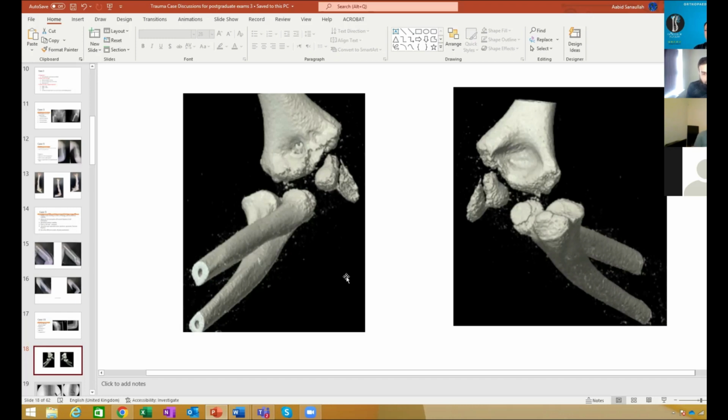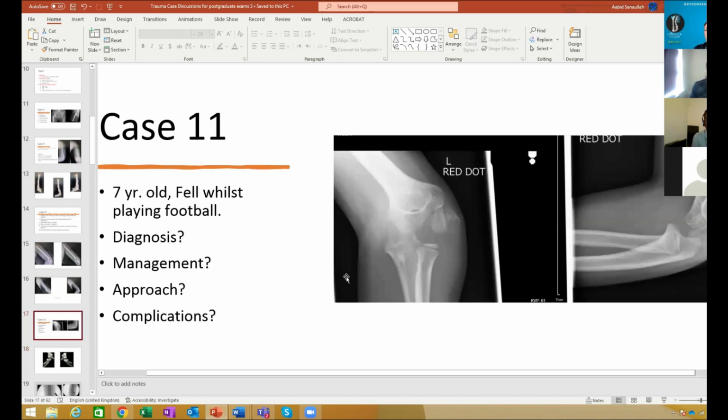All right. So how do you think you performed? I was a bit focused on the fracture, and I think I did mention that there is a posterior dislocation of the elbow. But yes, it could have been more systematic and more sleek.